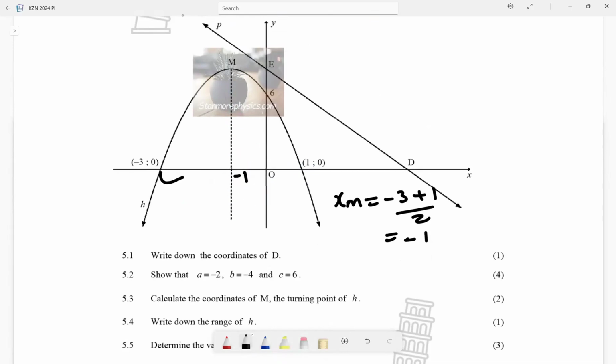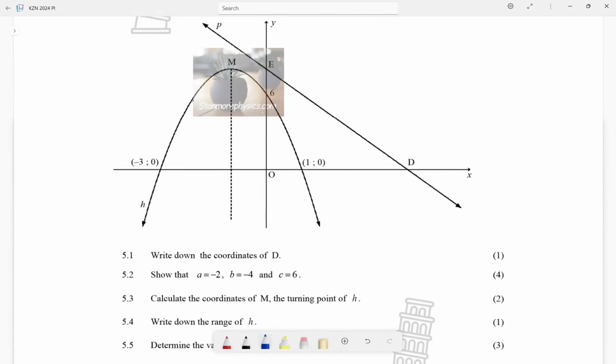Can I check the distance between these two here, is it equal to the distance between the other two? Negative 1 minus negative 3 gives me 2. 1 minus negative 1 gives me 2. So the distance is equal. Good.